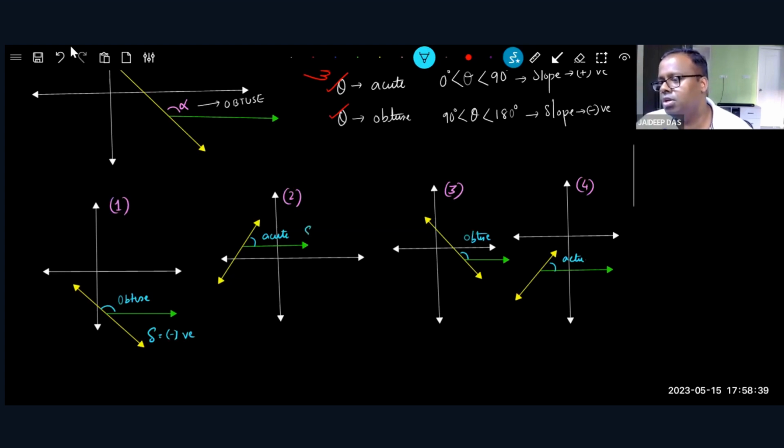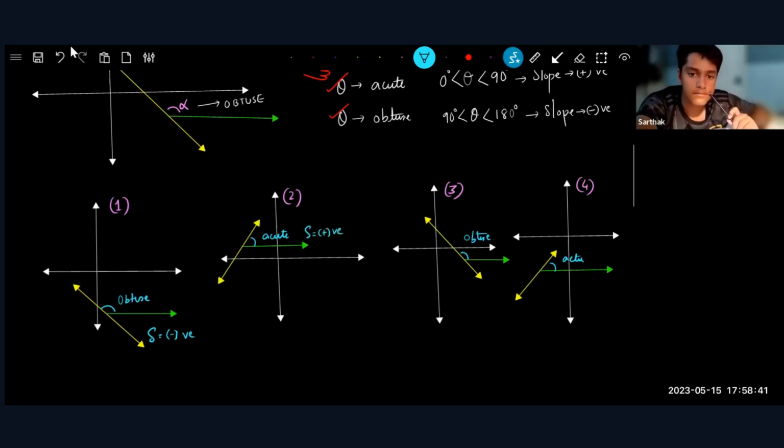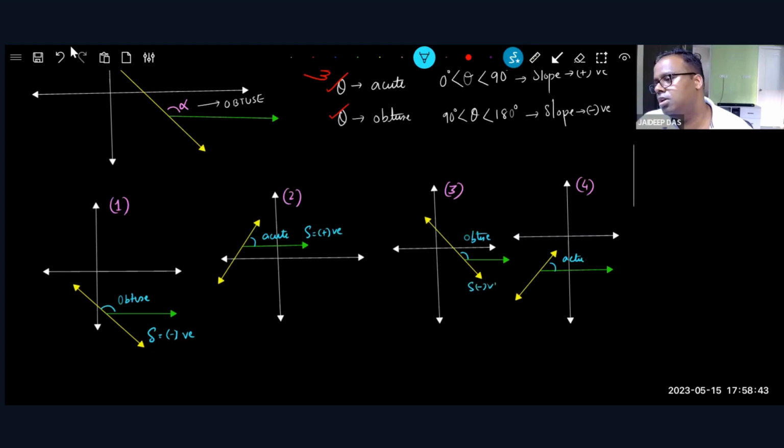What is the slope here? Positive. What is the slope here? Negative. What is the slope here? Positive. Tell me now, children, if a line is given to you, will you be able to comment on the slope of that line? Have you acquired that much skill or not by now?